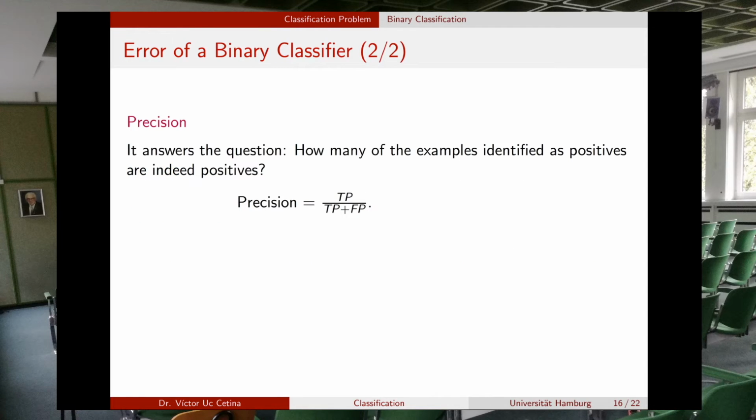Okay, considering these numbers, we can define the precision as a concept that will answer the question: how many of the examples identified as positives are indeed positives? So with this precision measure, we are answering how many of the examples identified as spam are indeed spam emails. And you compute this number as the total number of true positives over the sum of the total number of true positives plus the total number of false positives. This ratio here is considered the precision. Okay.